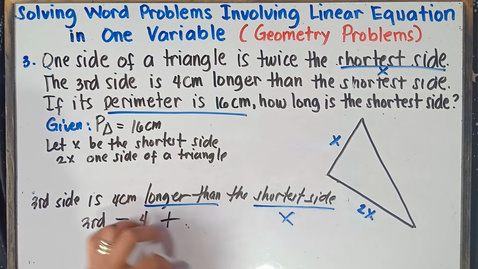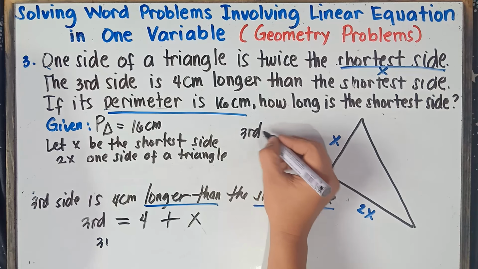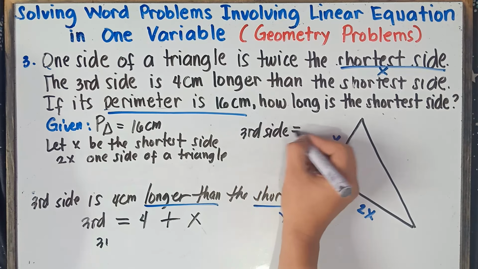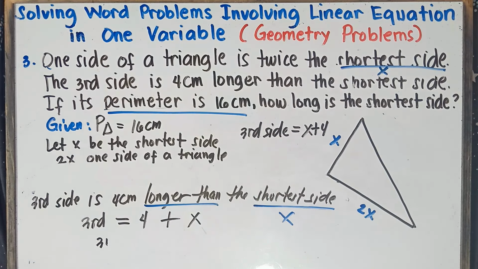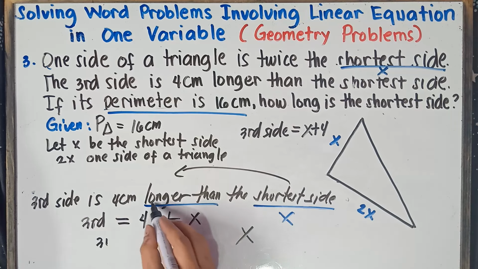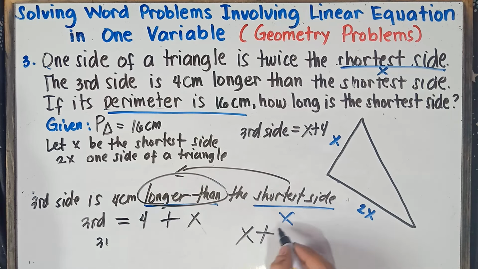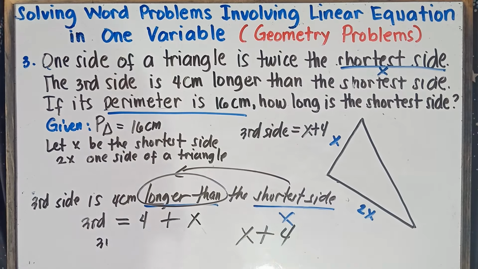So this will be the third side. We don't have enough space, so the third side is equal to x plus 4. Once again, class, if you have the words longer than, more than, less than, simply do it in reverse. So the shorter side comes first, x comes first, then copy the plus sign for longer than, and then copy 4. It should be x plus 4.